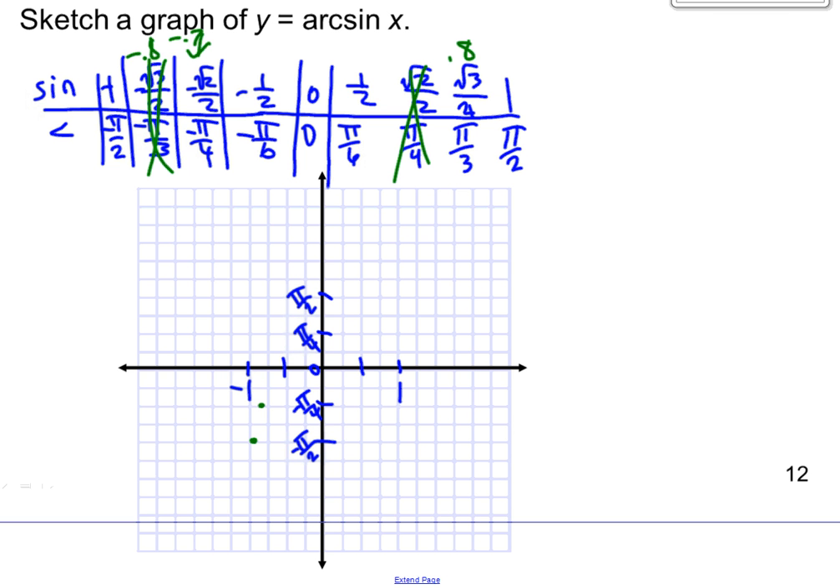Then I'll just go all the way to, at 1/2, I'm at negative pi over 6. That might be right here. And then at 0, I'm at 0. At pi over 6, I'm at 1/2. Or excuse me, at 1/2, I'm at pi over 6. Yes, it is. At 1/2, I'm at about pi over 6.